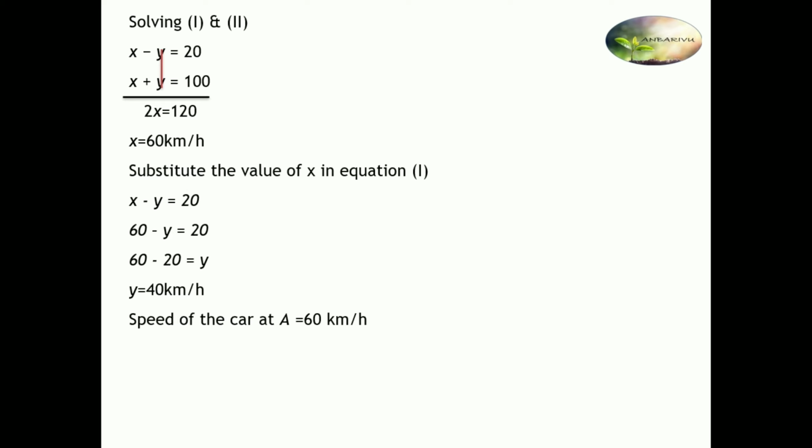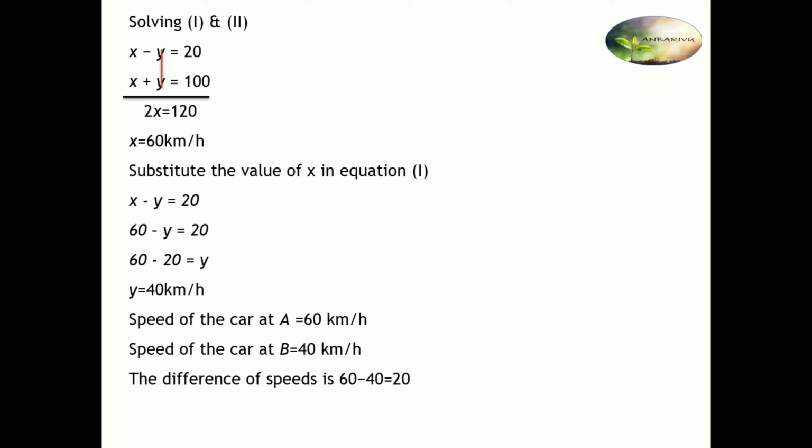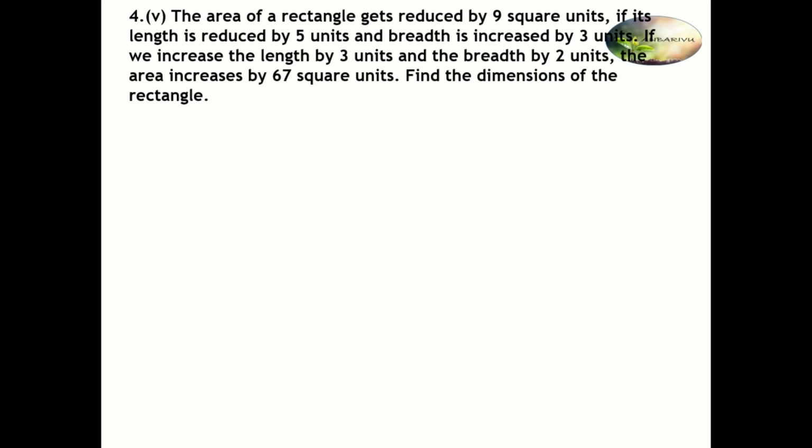So the speed of the car at A is 60 kilometers per hour. The speed of the car at B is 40 kilometers per hour. The difference of speed is 60 minus 40, 20. Next, fifth sum.